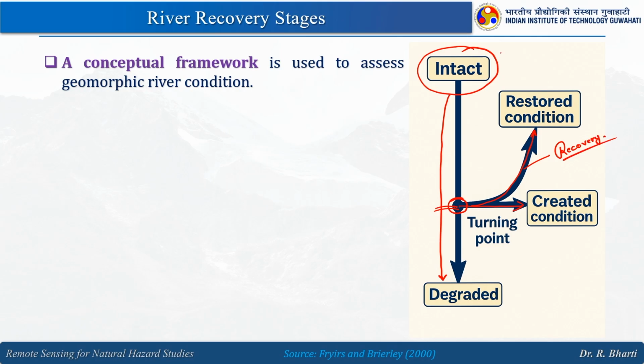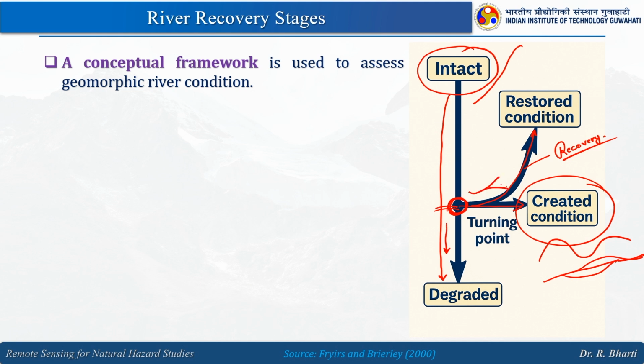And here suppose this is a straight channel. So, here because of these anthropogenic activities, whether it is going to be a meandering channel or a braided one, right. So, this will be coming here in the created condition. So, this is the turning point where we have the anthropogenic activities. So, it can go in this direction or it can go in these two directions.